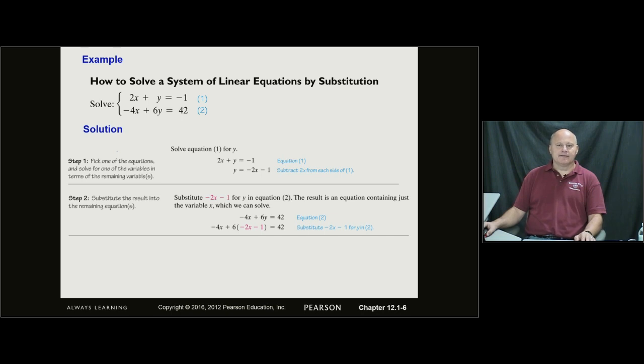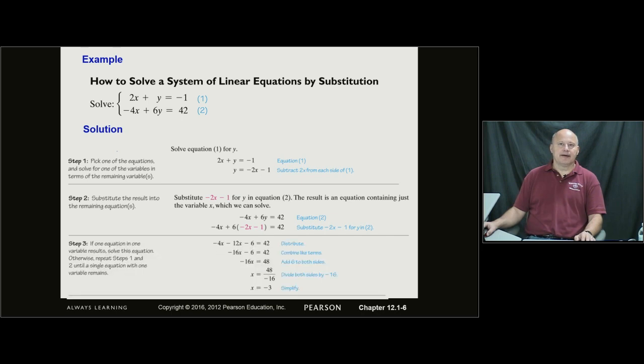Look what you have now. You have an equation that only has one variable in it. By chapter 1, section 1, the very first thing we did this semester, we can solve that equation for x. Okay? So solving that equation for x, we get x equals negative 3.